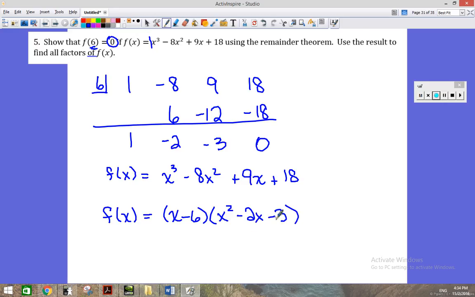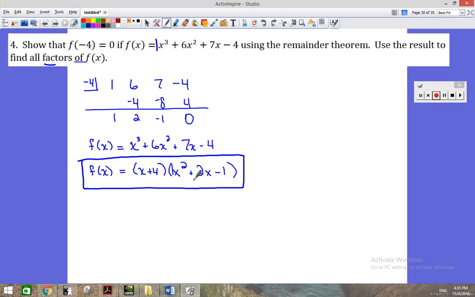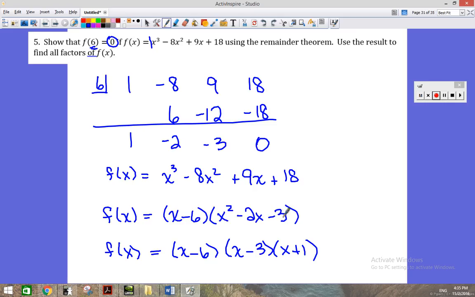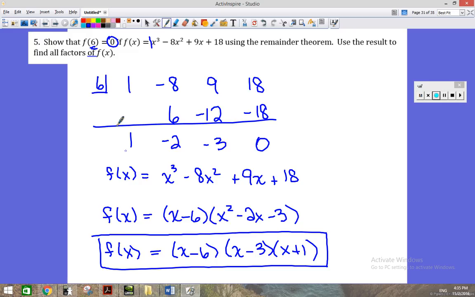And now I look and see, hey, can I factor this? Well, last time I couldn't, but this time I can. Or at least at first glance, I think that I can. To factor it to x minus 3 and x plus 1, right? See, last time I couldn't factor that, so I was allowed to stop right there because all it wants is the factors. This time I didn't want to stop there because I can continue. It does want me to factor it completely. So there's my answer for number 5.